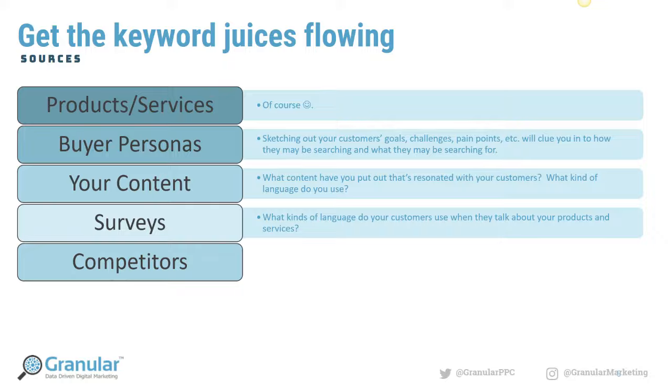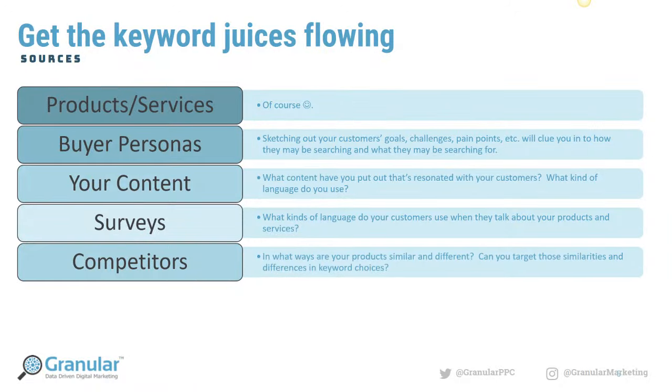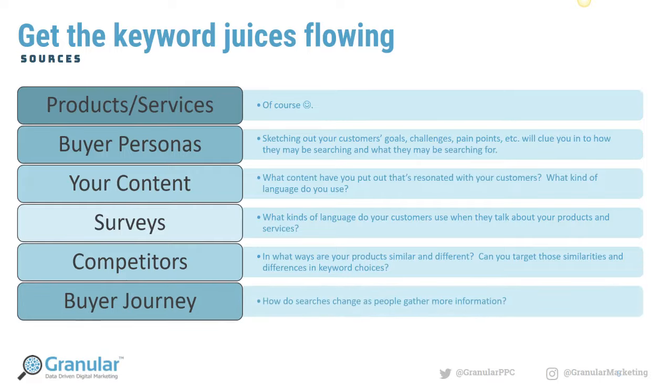Competitors, of course, you're going to get ideas from competitors, right? Where are they advertising? How are your products similar and different? Can you target those in your keyword choices? And then finally, the buyer journey. Similar to buyer personas, at the beginning of their journey, when they're researching, their searches probably aren't going to be the same as at the end, right? They're going to be doing more informational research type queries. And so you want to make sure you go through the broad spectrum of what they might be searching for at the different steps.